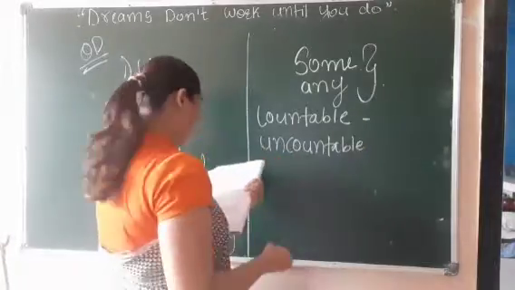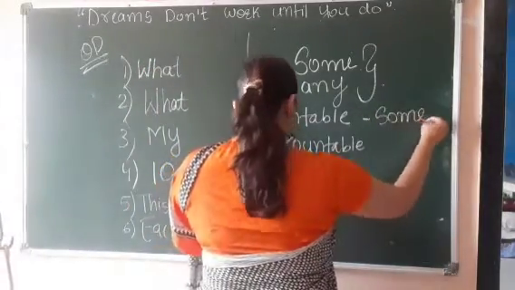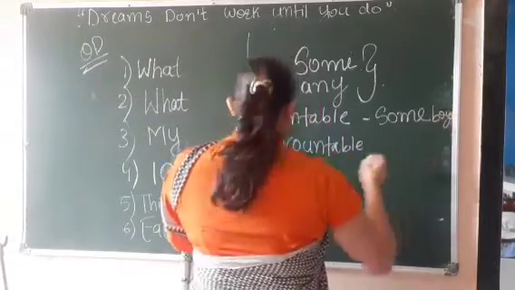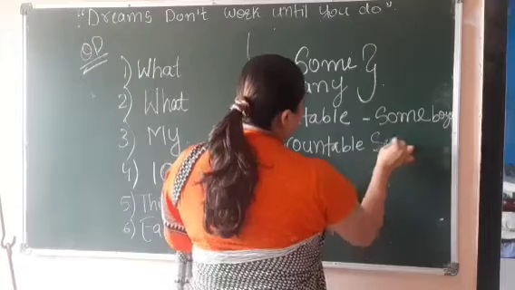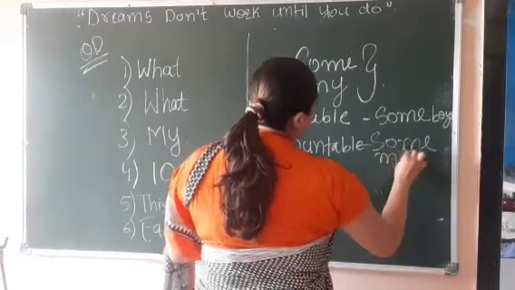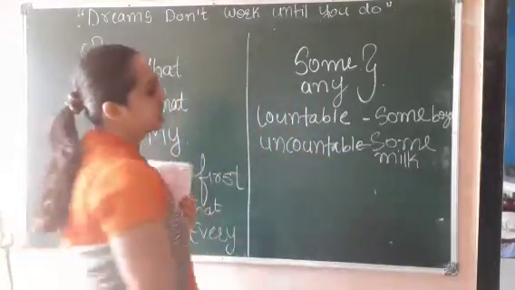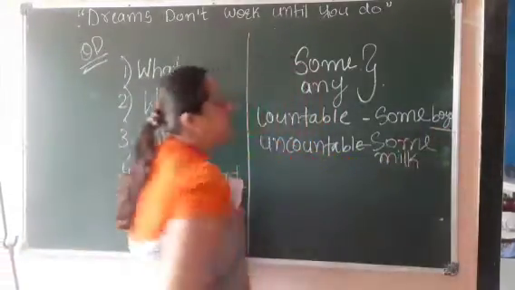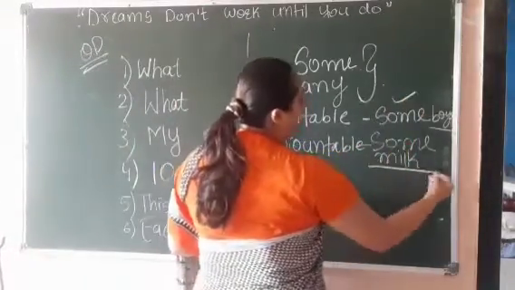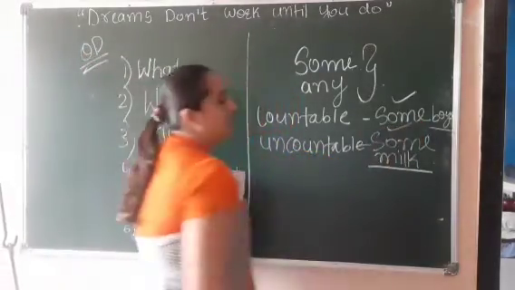For example, some boys, or here we can write some milk or water, right? So in this example you can see boys are countable, and with that we have used some. Milk is uncountable, and with that also we have used some, right?